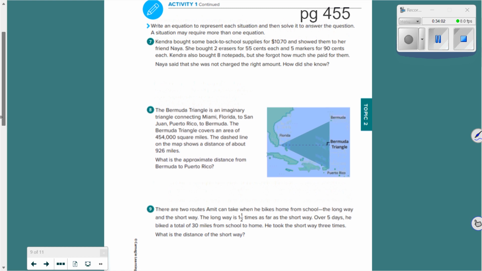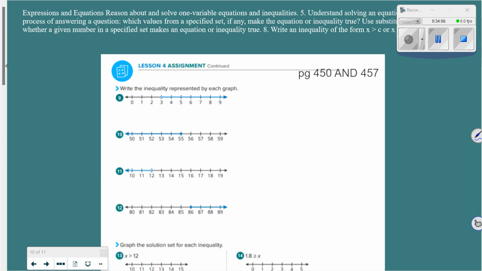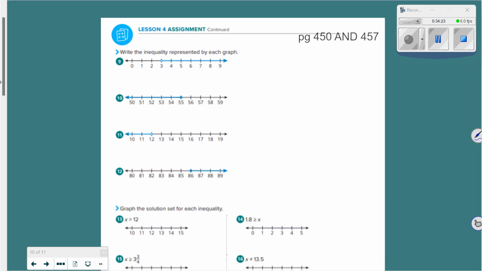Okay, guys, we're going to go ahead and go to our homework. So, if you haven't done it yet, we need you to pull out page 450 and 457. I'm going to give you 1 minute to pull those out, then we'll go over them. Okay, we're only doing the second page of the first piece of assignments. You don't have a journal entry. You need to write the inequality represented by each graph. So make sure you are including the proper look at the dots.